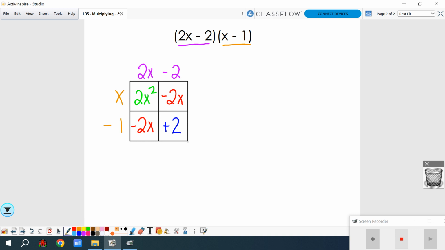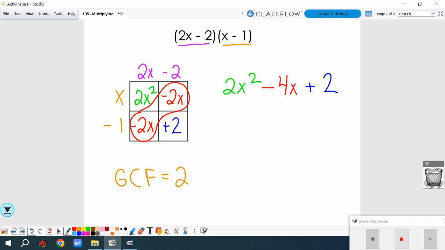So now we'll write our standard form. We get our 2x squared, our negative 2x, and negative 2x gives me negative 4x. And last but not least, we have this plus 2. Okay, so now I'm looking for a GCF, which is the biggest number that all three of these terms can be divided by. If I look at my smallest number, 2, I can see that all three of those terms can be divided by 2. So my GCF is going to be 2.